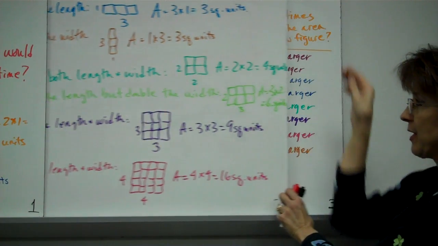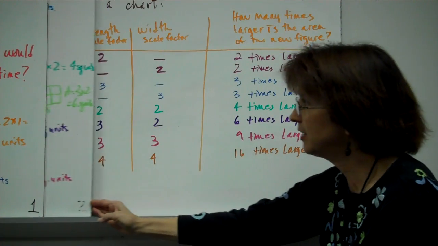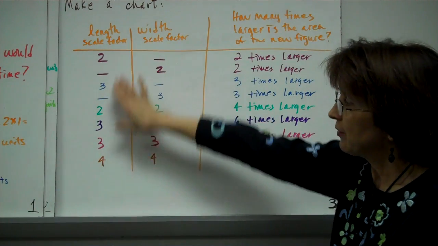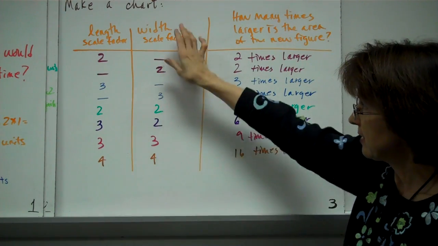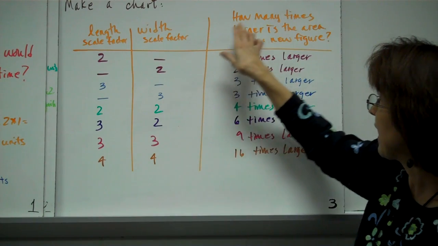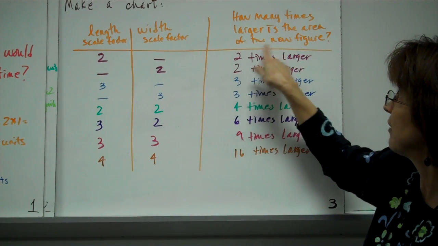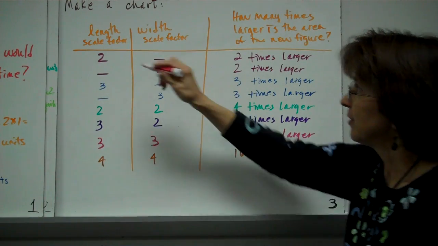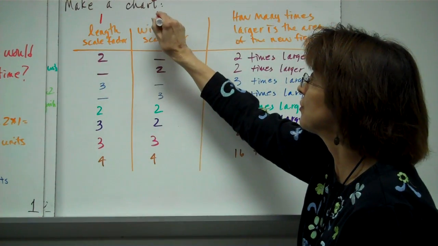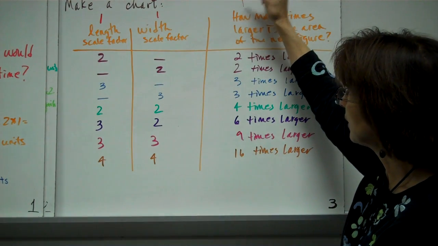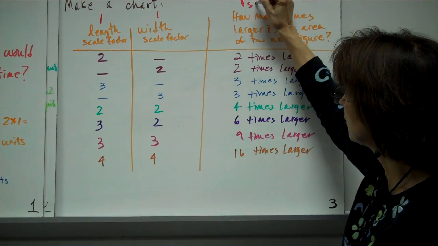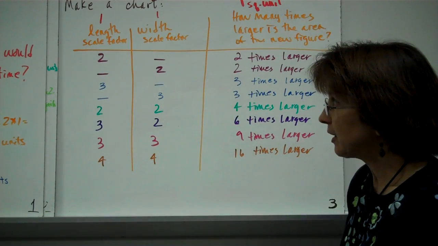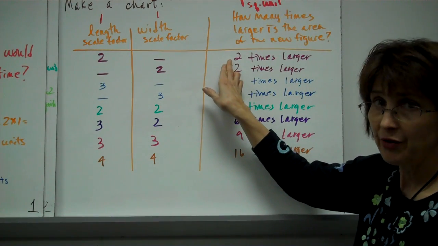All right, so we're beginning to see some patterns. Let's go ahead and write it all down. We make a chart. Here we have the length, what the length is, and the width. And then how many times larger is the area of the new figure than the original? Maybe I should have put the original in here: the original length was 1, the original width was 1, and the original area was 1 square unit.